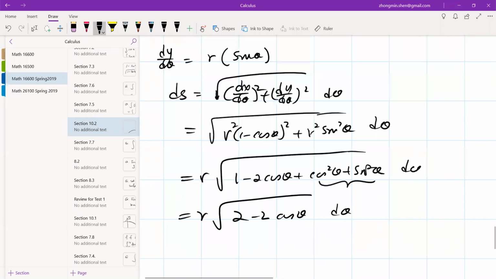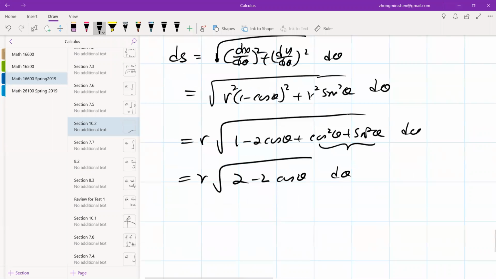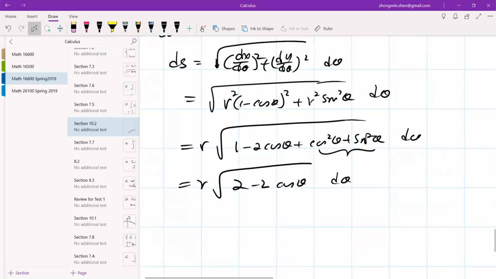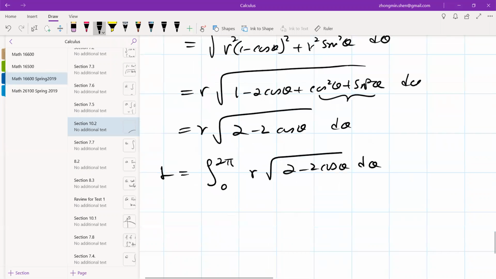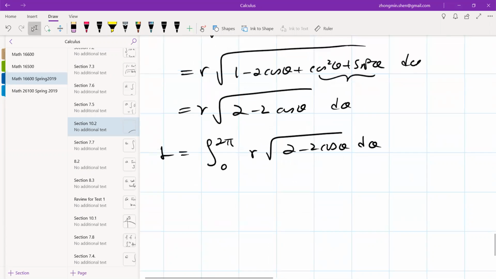How can I evaluate this integral? Okay, let's find the length first. It's going to be the integral from 0 to 2 pi of r times this radical. You have to evaluate this integral. It's a radical, but it's not too bad. We can change it, we can make the inside a square.